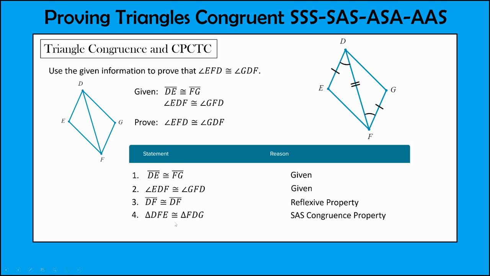Be careful here how we write this. We got to match up corresponding parts. Okay. Now, once I prove the triangles are congruent, I can now prove this pair of angles are congruent because they are corresponding parts of congruent triangles. So you're going to have some of those to work on tonight.